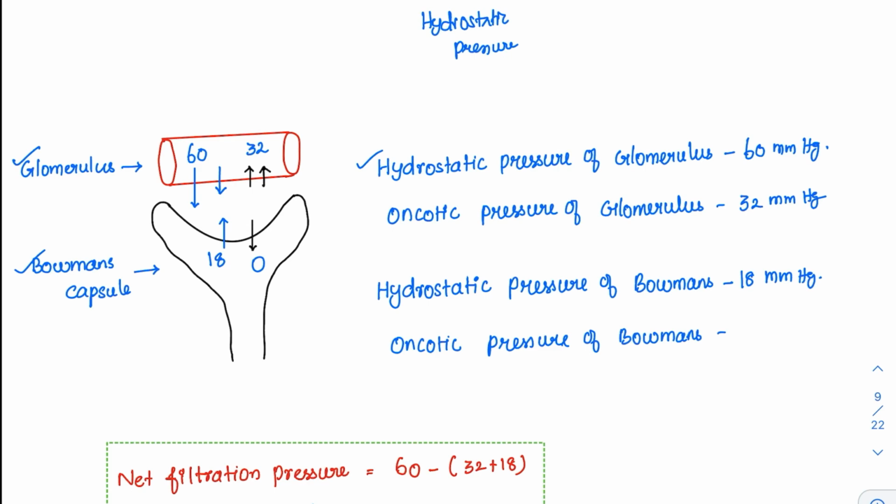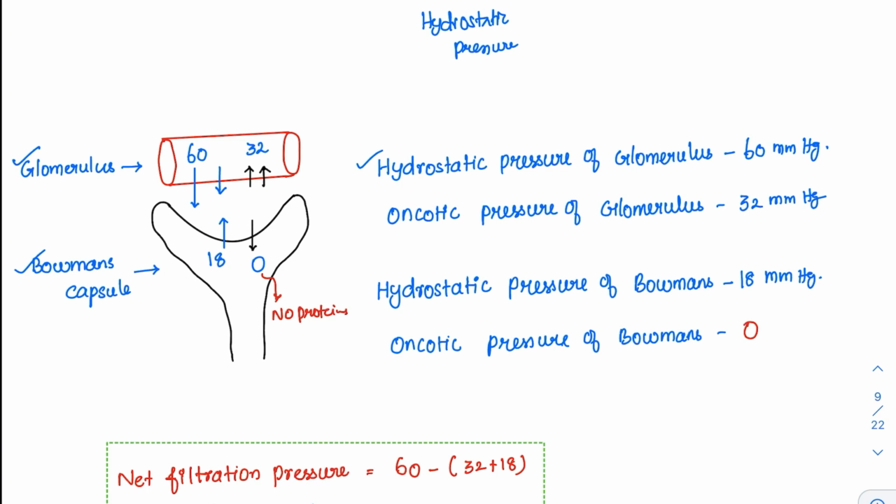Now tell me, what is the reason for this? The reason is pretty simple, because in our first discussion we saw the proteins are usually not filtered because they are negatively charged. We assume there might be a very little amount of protein, but we assume that there are no proteins for creating the oncotic pressure. So the oncotic pressure of the Bowman's capsule, we should assume as 0.